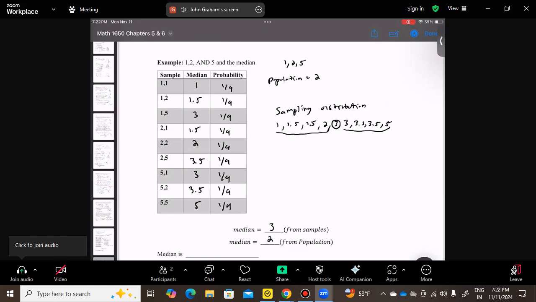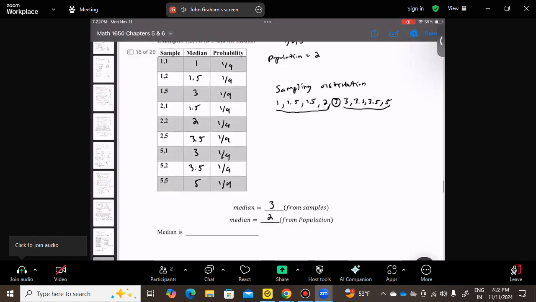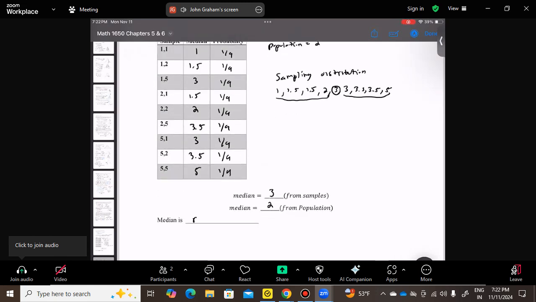You may think that should have been the same as the population median, but no, not in this case. Median is not a good estimator. It does not target the population median. So it doesn't matter what your population median is, your sample median will not necessarily follow that. So just because you've done a sample and you get a certain median doesn't mean it is actually the median of the population.